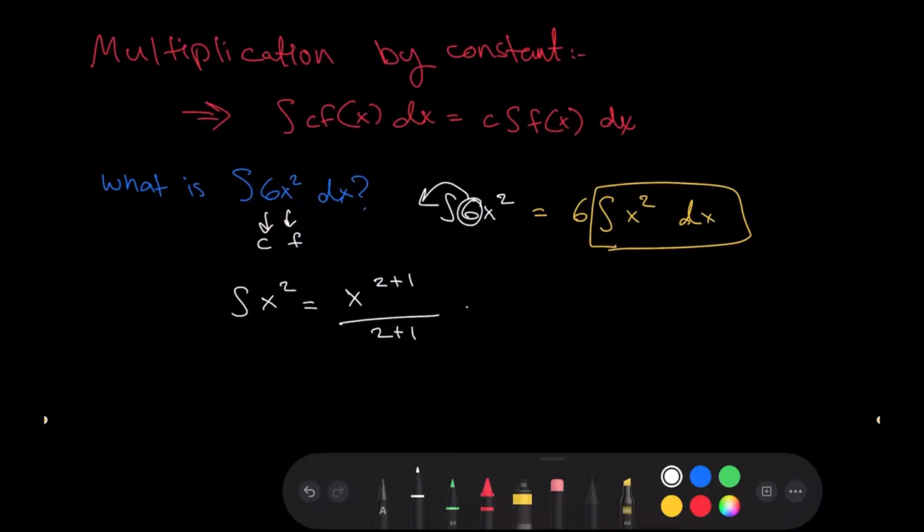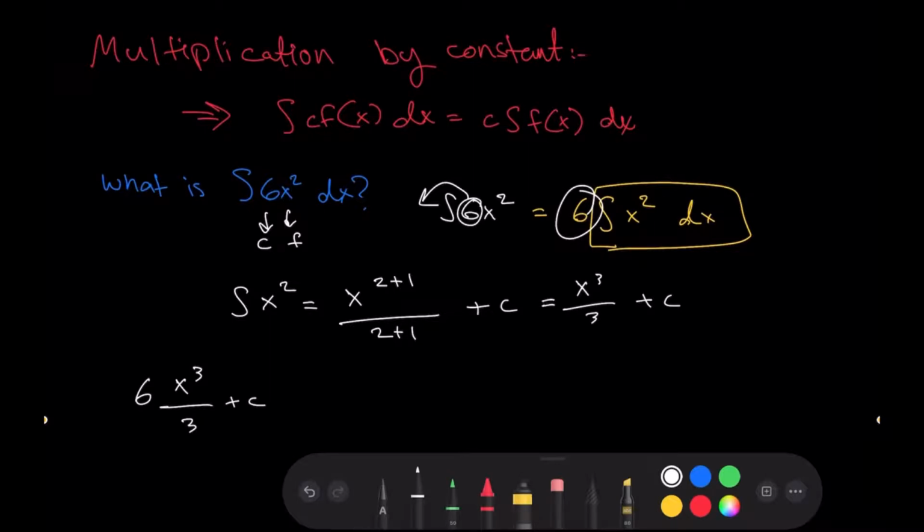And then, of course, we put the plus c. So it's going to be x, 2 plus 1 is 3, and then 2 plus 1 is also 3, so x powered by 3 over 3 plus c. And then we write the 6. So we're just going to write here 6, and then beside it the x powered by 3 over 3 plus c. And now we simplify.